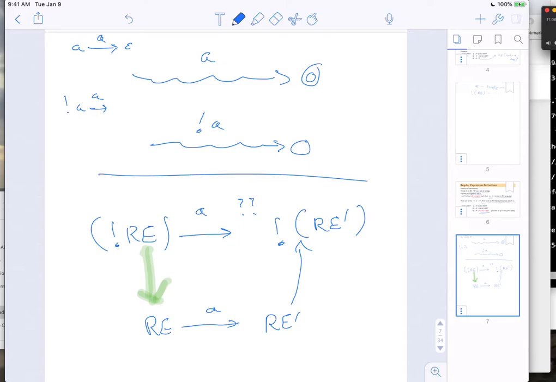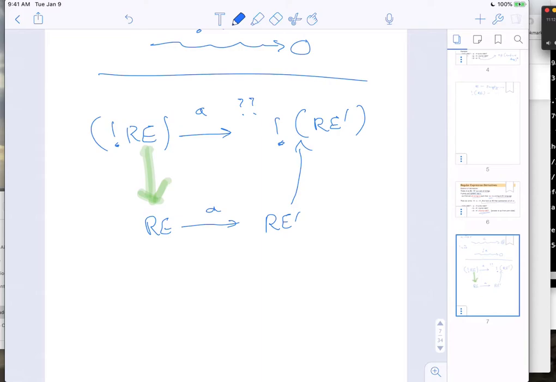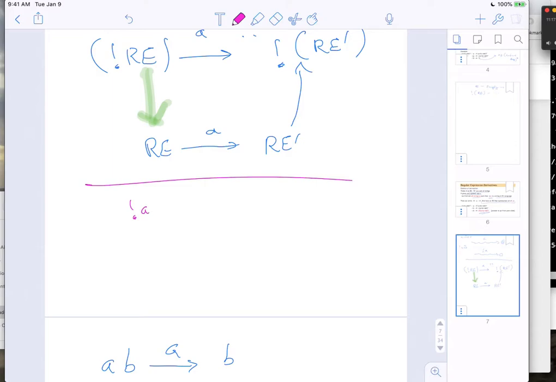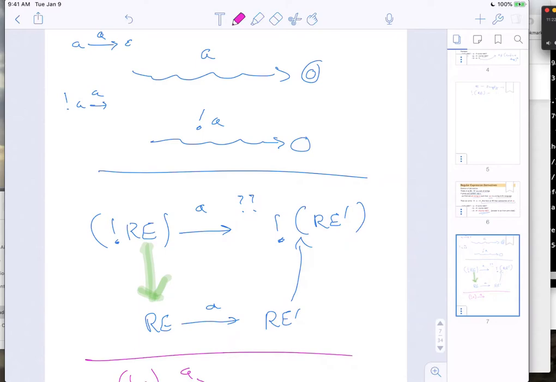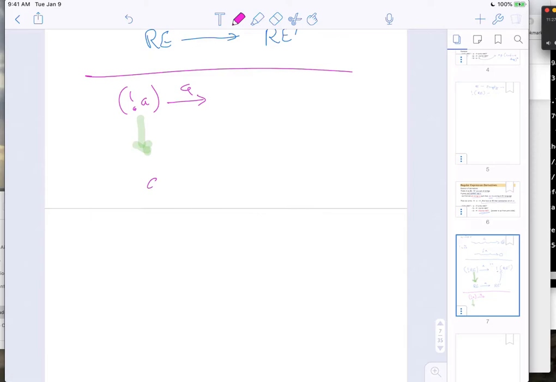So would it be not epsilon? Yeah. So let us work on it. If I take a negation of A and I want to derive that through A, you first come here and take A deriving A, and that is epsilon. So now the new derivation, regular expression is negation of epsilon. Yeah.